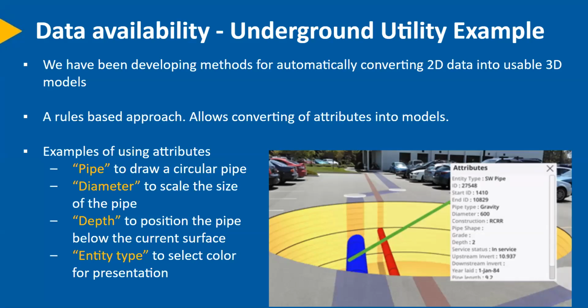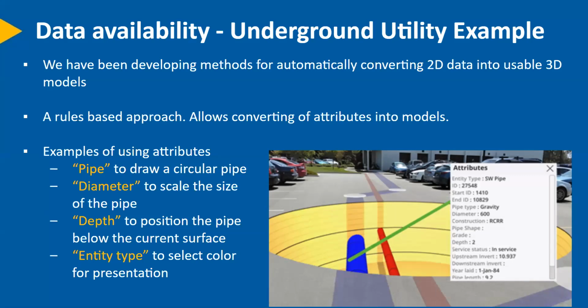So in the case of SiteVision, we take the attributes of that feature and translate them into the 3D model themselves. So we recognize the word pipe, for instance, and we draw a circular pipe as opposed to a square pipe. The diameter is then used to scale the pipe so that the pipe appears 36 inches across, when in fact it is 36 inches across, and the one next to it is only 6 inches across. And then the depth, of course, is another attribute that may or may not be available in many data sets.